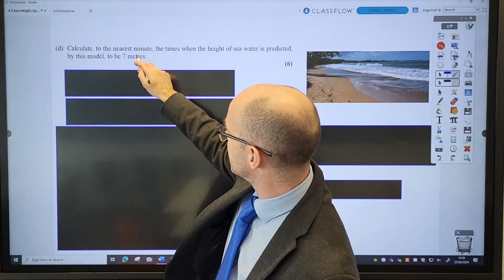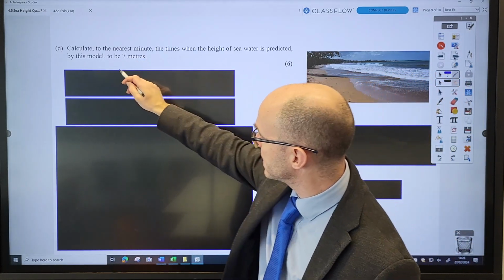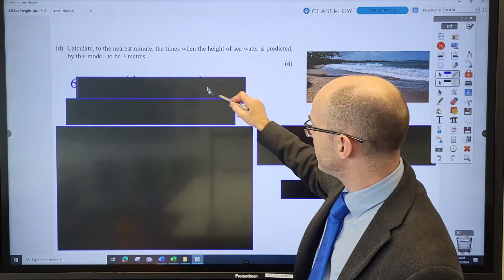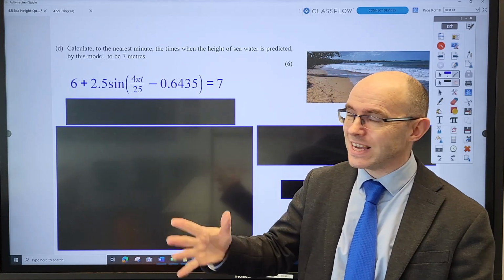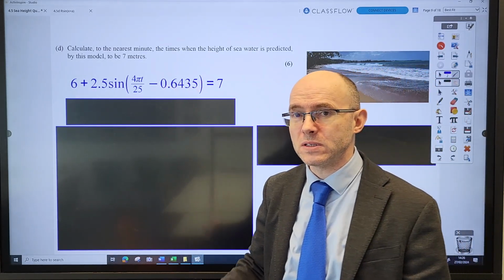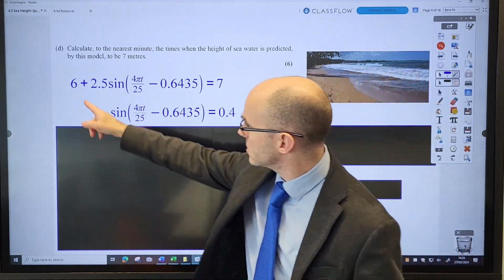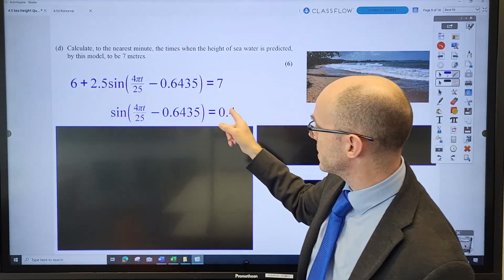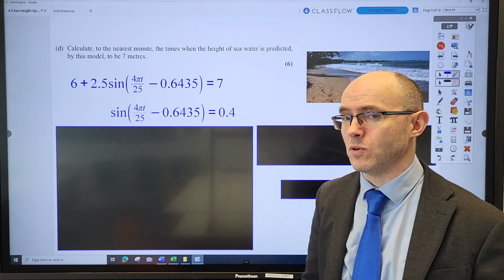So calculate to the nearest minute the times when the height is predicted to be 7 metres. 6 marks for that. The first thing you want to do is write down that the height h is equal to 7, and go ahead and solve it. That's all you're doing. In solving it, you subtract 6 to get 1, then divide by 2.5 to get 0.4, and then sine of this is equal to 0.4.